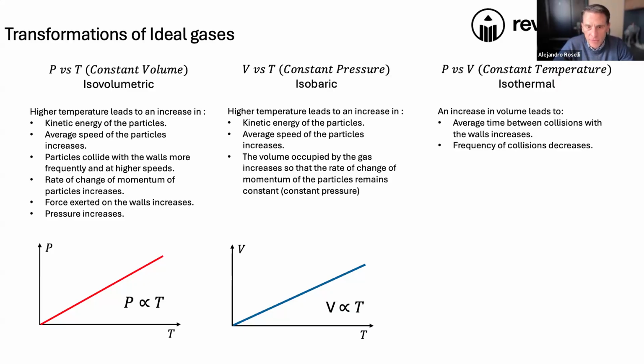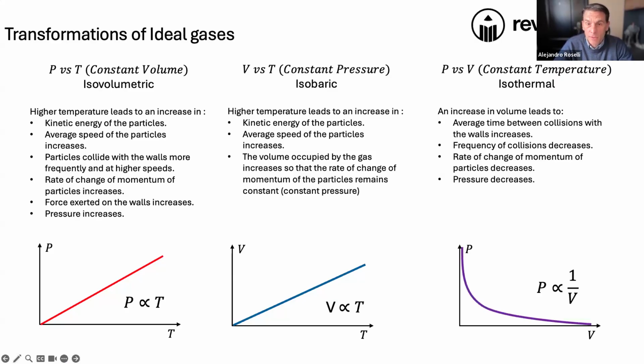Collisions will take place less frequently, which leads to the rate of change of momentum of the particles decreasing. You have a lower frequency of collisions, the rate at which momentum changes decreases, which leads directly into a decrease in pressure. So this is the situation in which you have an inverse proportionality between pressure and volume. As the volume increases, pressure goes down in a proportional way.